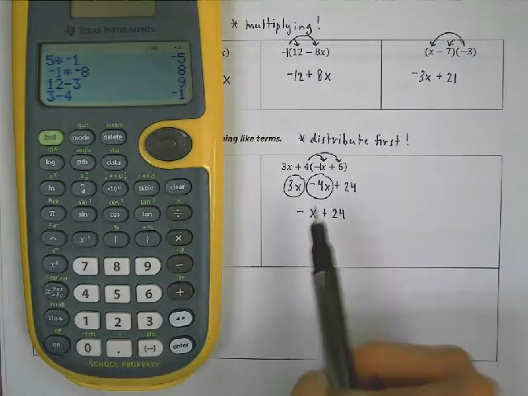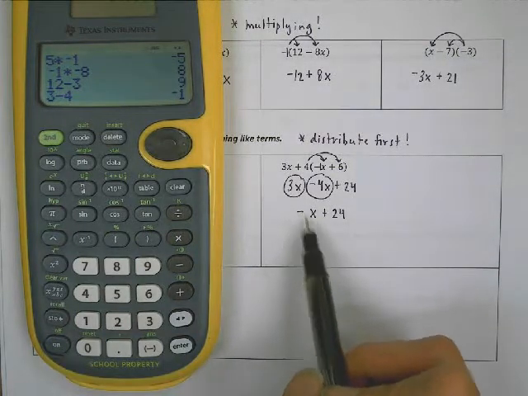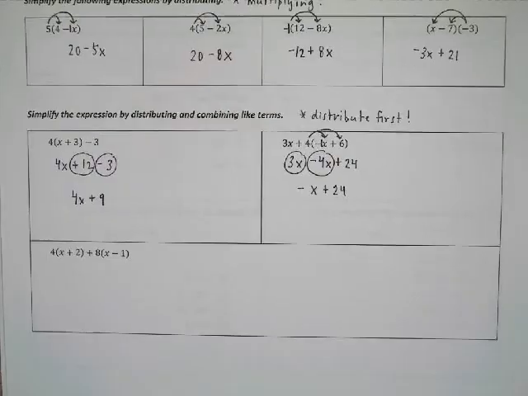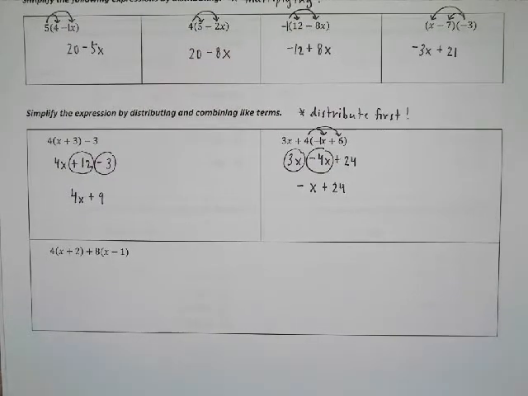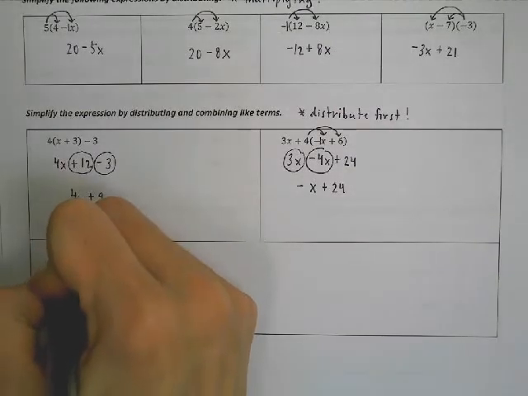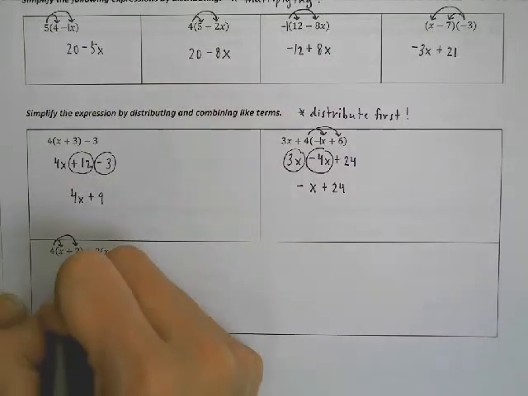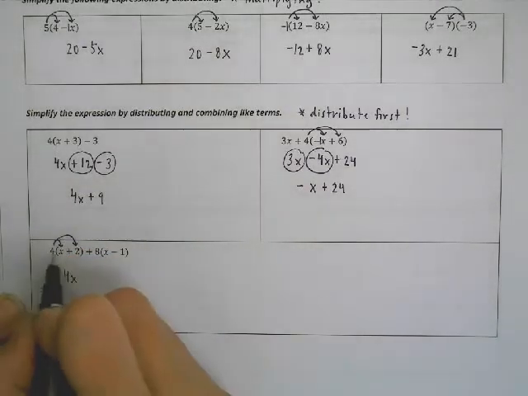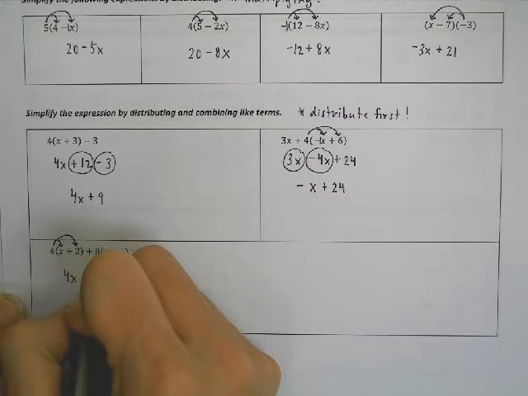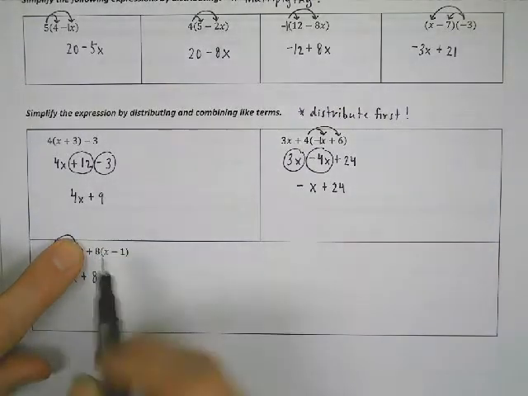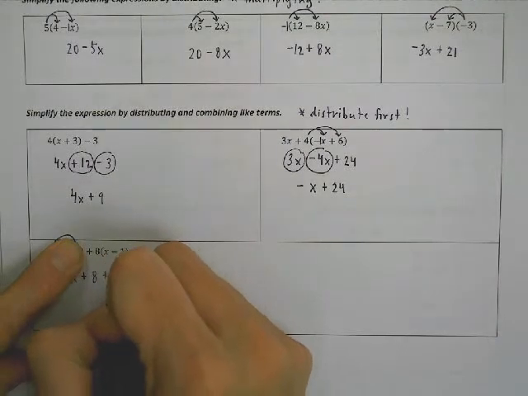Okay, the last one we just need to do the distributing step twice. So here I'm going to distribute the 4 to the x and the 4 to the 2. So 4 times x is 4x. 4 times 2 is going to give me a positive 8. Now I'm going to deal with this. A positive 8 times x is going to give me plus 8x. And now 8 times a negative 1 is going to give me minus 8.